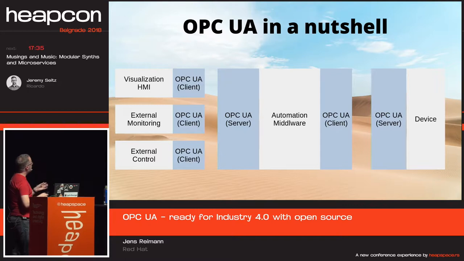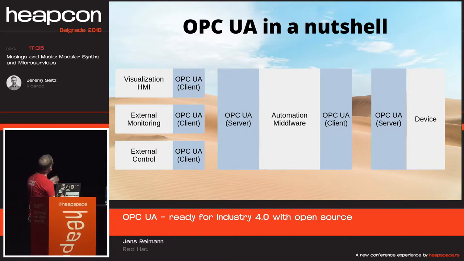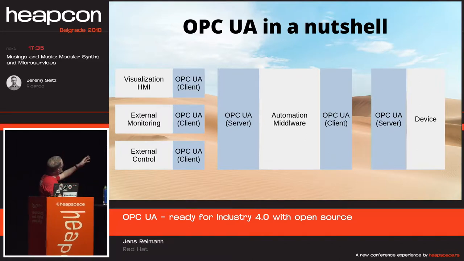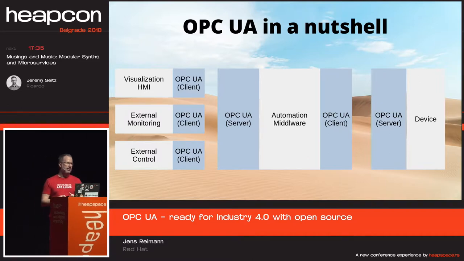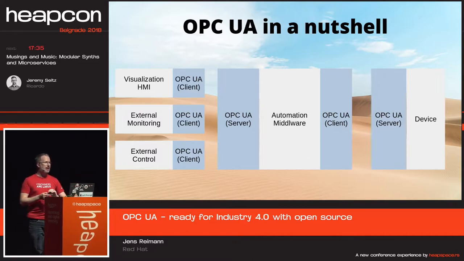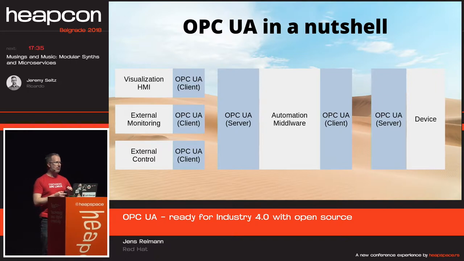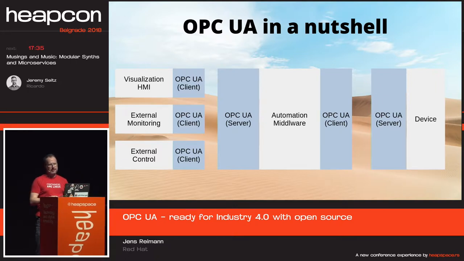As you see, client server here. So you can layer that in different variants. And what you can do is, you have different building blocks, and you can just hook that up. So whatever you have on the left side, you can hook up to the device on the right side. Because there is a structure in the data, the device can actually tell you what data it can provide and what the structure of the data is.